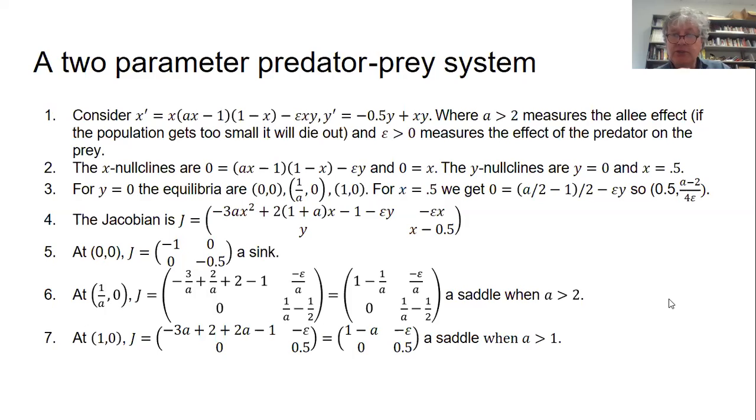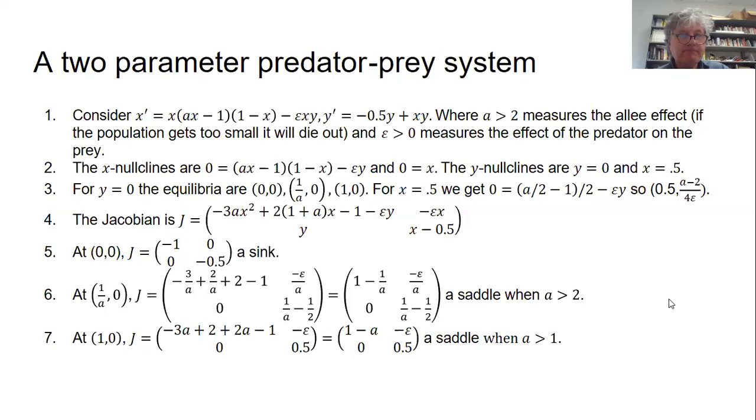So there's 2 stable populations for just the prey. One where it's at carrying capacity, and one where it's at 1 over A, which is basically just a small population, and the Allee effect is bringing it down. It's sort of counteracting the natural tendency to exponentially grow. Okay, and when X equals 1/2, we plug X equals 1/2 into that X nullcline, and we get Y equals (A minus 2) on 4 epsilon.